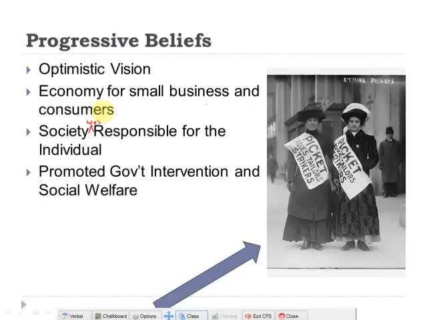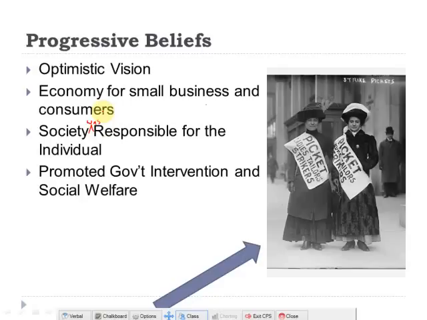They also promoted government intervention and social welfare. So what are they fighting against? This idea of what? Well, first I'll talk about government intervention. They're fighting against what idea? Laissez-faire. They say, no, laissez-faire? You want a government that does nothing? No. You want a government that gets involved.